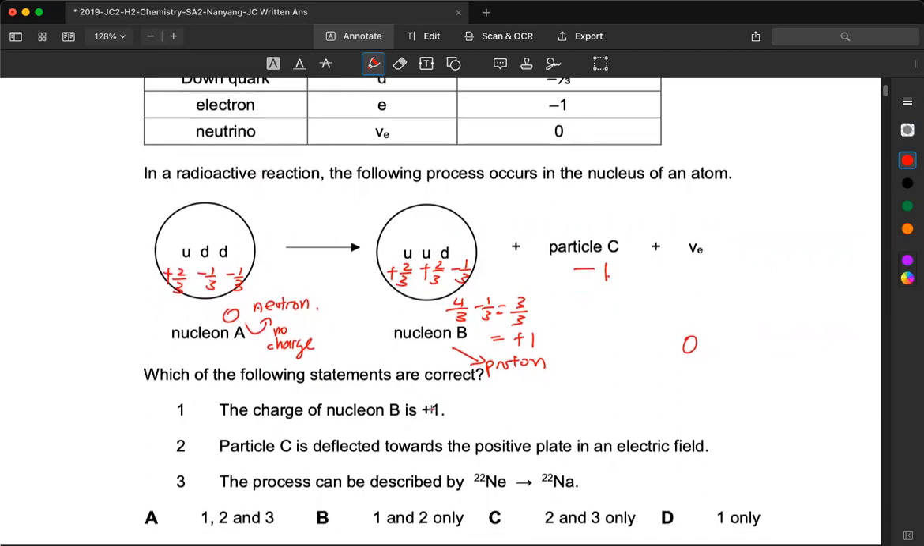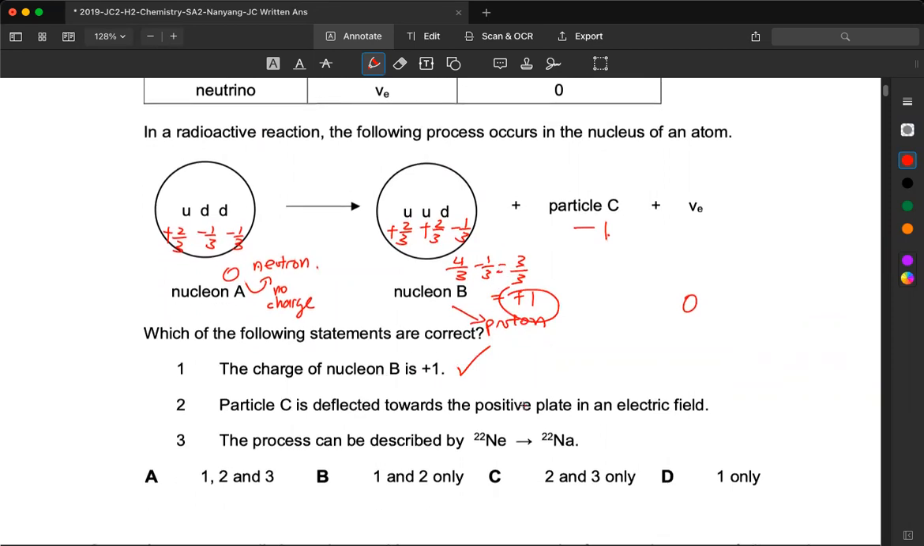So the charge on nucleon B is plus 1. That's correct, because we have already calculated that. Particle C is deflected towards the positive plate. Yes, because this is negative, it will be deflected to the positive plate, because opposite charges attract.